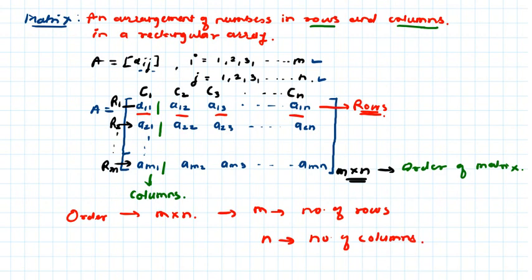So depending on how many rows and how many columns are present in the matrix, we define its order. For example, if I take the matrix A like this, 1 2 3 4, if you observe, it contains two rows, this is the first row, this is the second row, and two columns, this is the first column and this is the second column. So the order of this matrix will be 2 by 2.